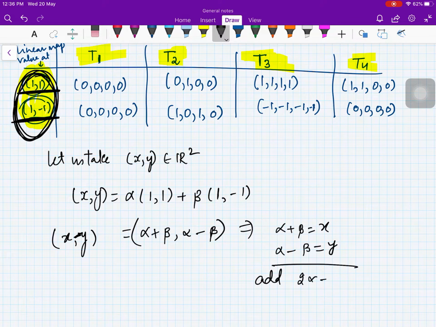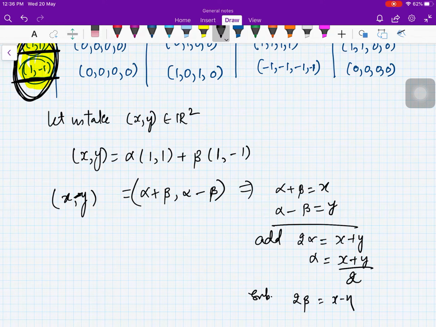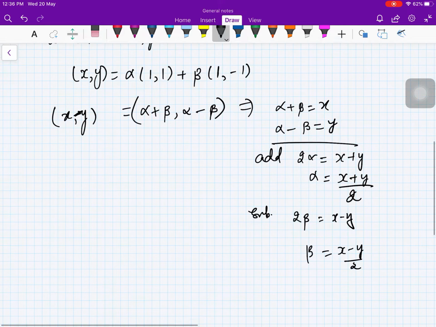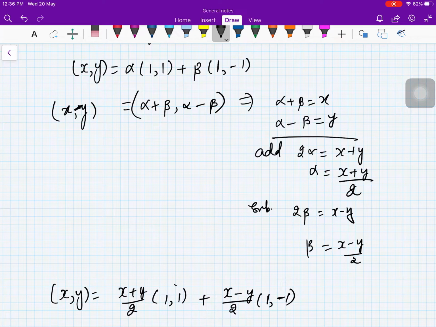You add, you'll get 2 alpha equal to x plus y, so alpha is equal to (x plus y)/2. Similarly you subtract, you'll get 2 beta equal to x minus y, so beta is equal to (x minus y)/2. So any (x,y) can be written as (x plus y)/2 times the first element (1,1) plus (x minus y)/2 times the second element (1,-1).